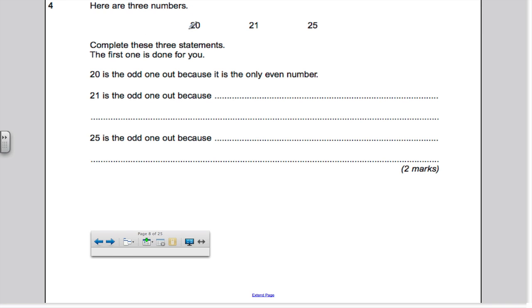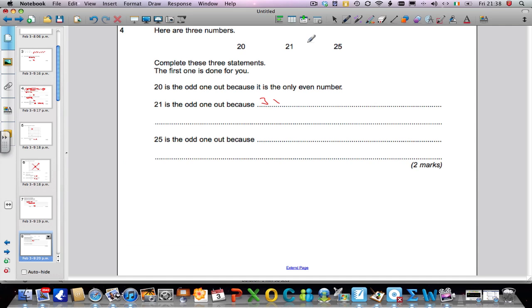Right, we're given 3 numbers and we're asked to complete these statements. It says 20 is the odd one out because it is the only even number. How could 21 be the odd one out? Well, one of the reasons would be that 21 is the only one in the 3 times table.